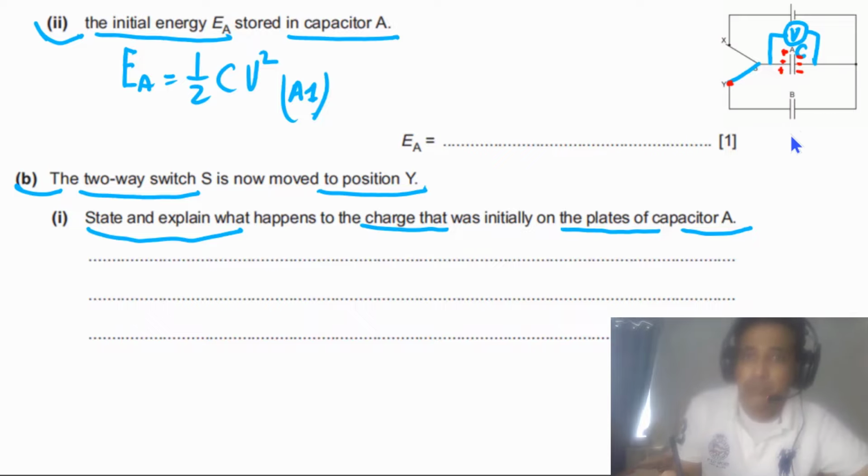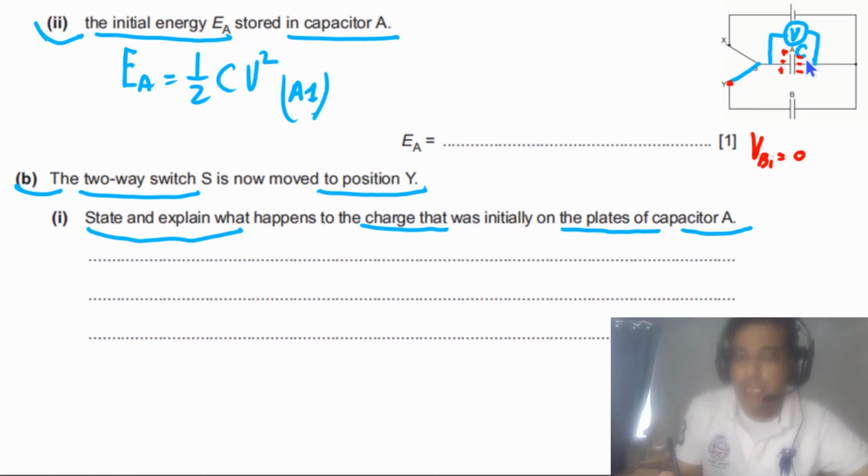So we can also say initial PD across B is equal to 0. So I will be writing VBI, this one is equal to 0. Initial PD across this one is 0. So there is a potential difference, so charge will start flowing from capacitor A to capacitor B.